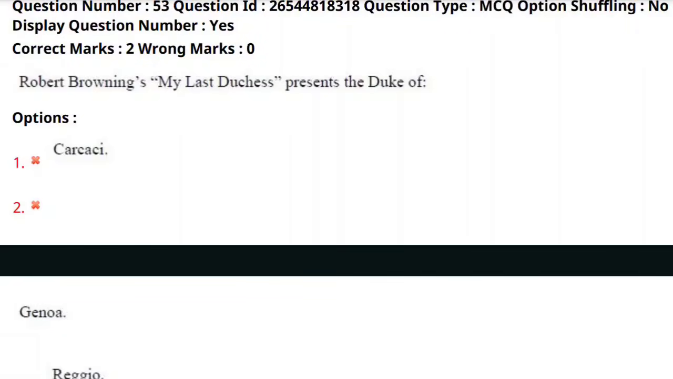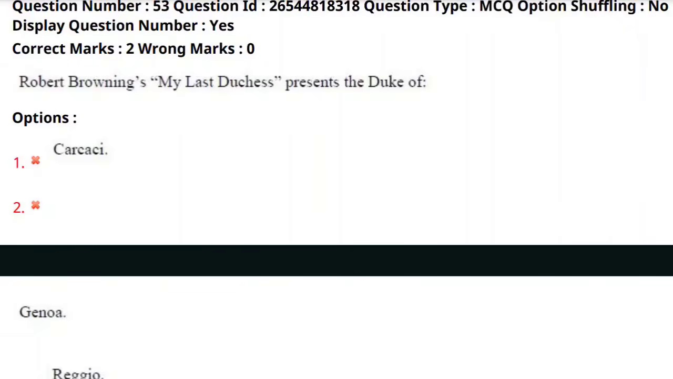The Duke of Ferrara is showing a portrait of his late wife, whom he calls My Last Duchess. Duchess is nothing but the queen. He is showing the portrait of his last duchess, his late wife, to an emissary who is negotiating a marriage proposal between the duke and another lady, another princess. So he shows his late wife, and the correct answer here is the Duke of Ferrara.